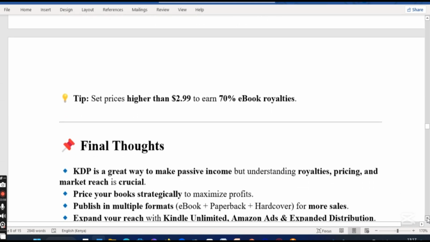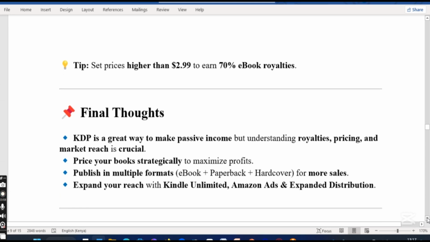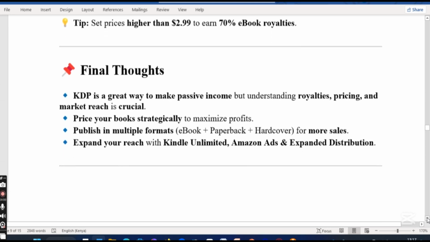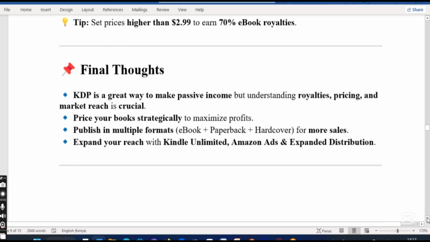So these are my final thoughts now. KDP is a great way to make passive income, but understanding the royalties, pricing, and market reach is important. Price your books strategically to maximize profits, but remember, you must also market them. Publish your book in multiple formats. I had said this earlier. And expand your reach with Kindle Unlimited. I will be explaining later. Amazon ads and expanded distribution.